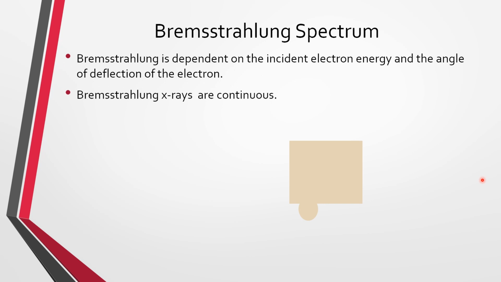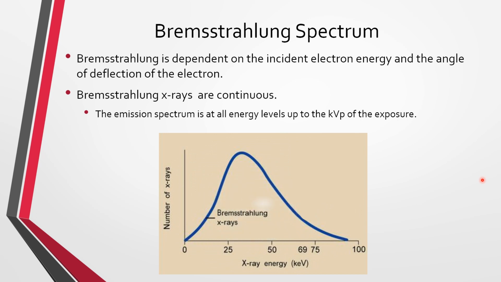Bremsstrahlung X-rays are continuous. The emission spectrum is at all energy levels up to the kVp of the exposure. All right, so the Bremsstrahlung X-rays here, you can see, is a continuous spectrum, okay? And it's going to be all the way up to the kVp that's set, which may be 90 here. There's no point where it's not.